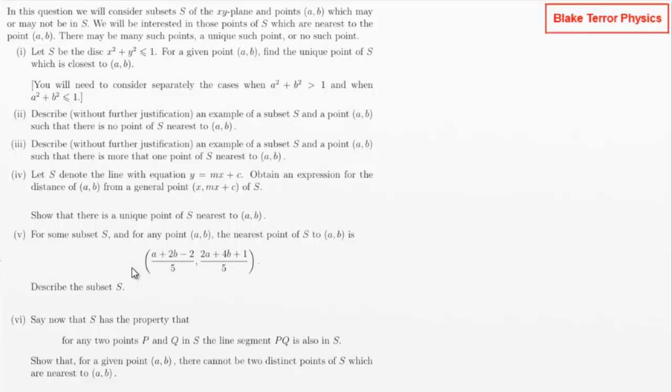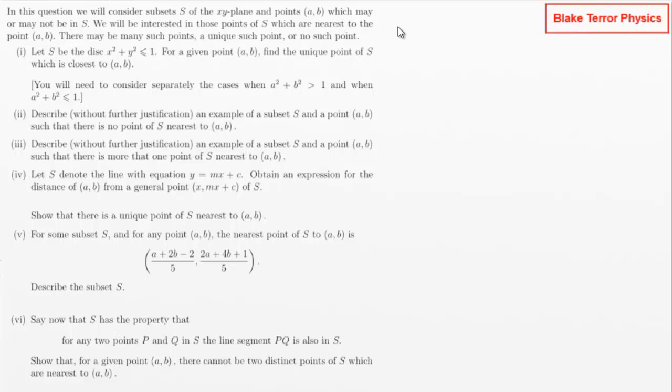Part 1, let S be the disk x squared plus y squared is less than or equal to 1. For a given point A, B, find the unique point of S which is closest to A, B. You will need to consider separately the cases when a squared plus b squared is greater than 1 and when a squared plus b squared is less than or equal to 1. Right, well, that second option is going to be much easier, isn't it?